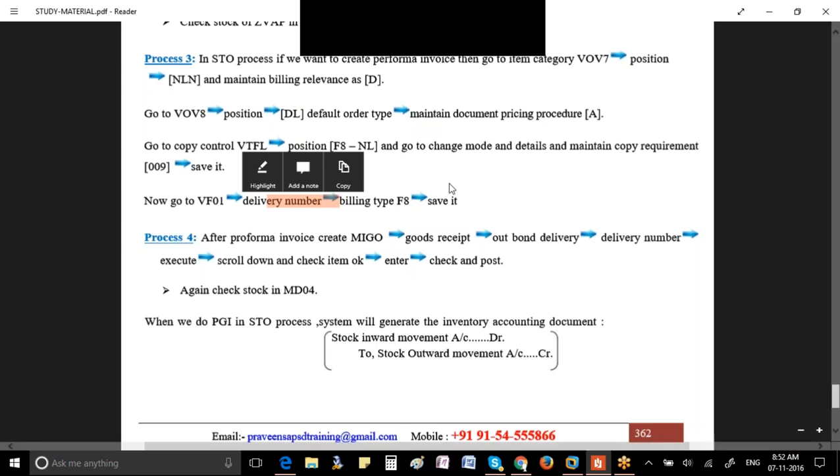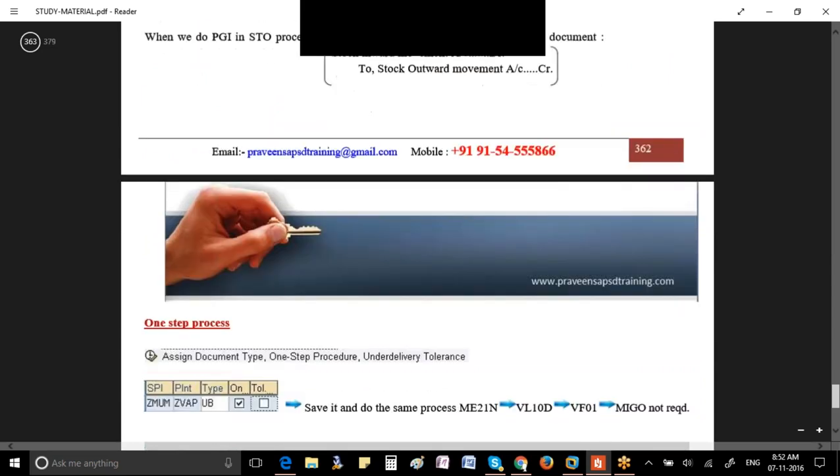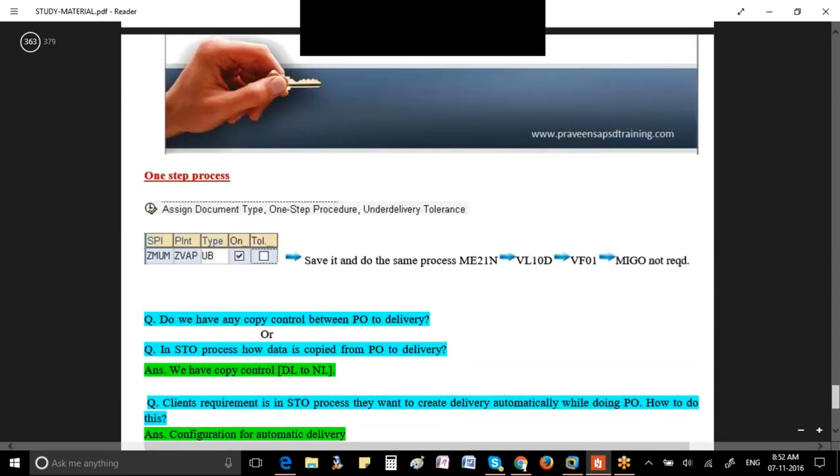Once you create a pro forma invoice, then you do the MIGO goods receipt. So that stock would be added into the plant. After following this, you can check the stock in MD04 also, it would be updated there. When you do the PGI in the STO process, you know what the accounting entry is: stock inward movement debit, outward movement credit. So the one step process is the same as I told you, only the thing that changes is you need to activate this. That's it.